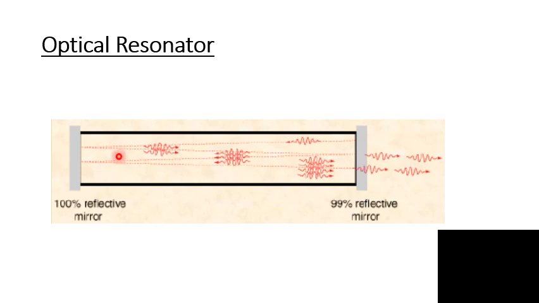And in this way, the photons will get amplified. So this is very important to get a high quality and high intensity laser. We can get laser without an optical resonator, but to get a good one, we need an optical resonator. So the optical resonator is important for amplification of light.